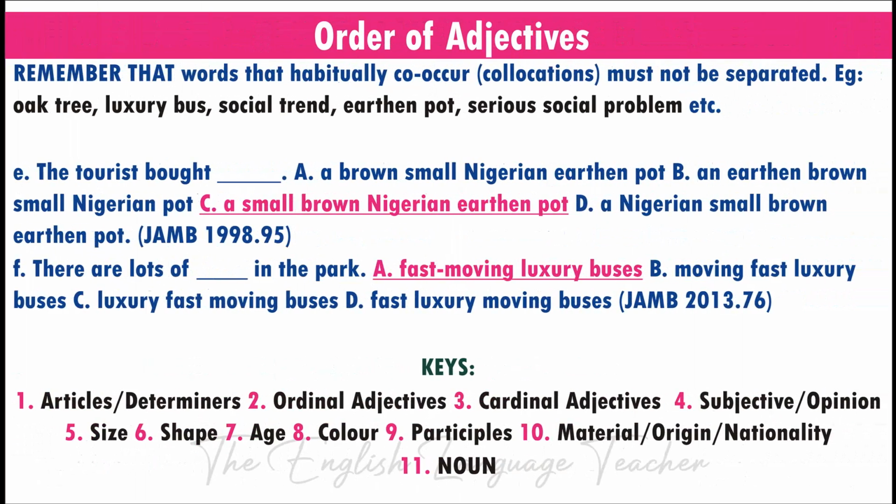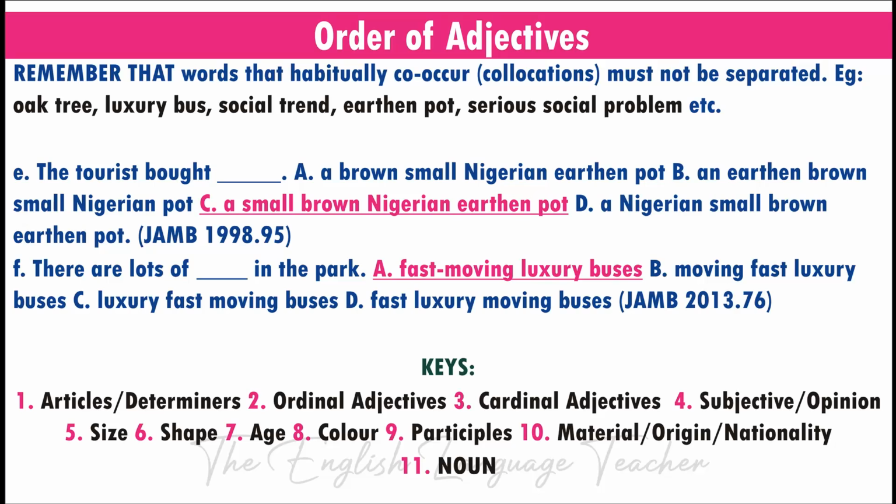Okay, let's see the answers. Question E, the tourist bought dash. So the correct option is option C, a small brown Nigerian earthen pot. How did we get that? A is an article, small is a size, brown is color, Nigerian is an origin or nationality, and earthen and pot cannot be separated. They are collocations, earthen pot, so it is not possible for us to separate the two. That is why we cannot remove earthen from that particular position. A small brown Nigerian earthen pot, that is 1, 5, 8 and then 10. 1, 5, 8, 10. So that is the arrangement.